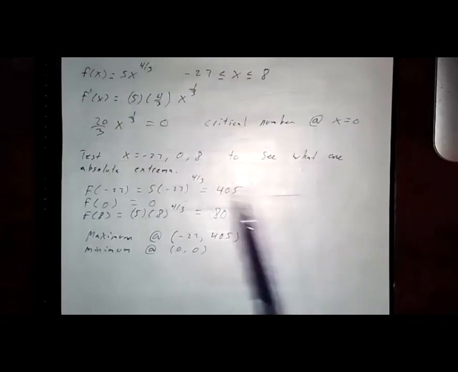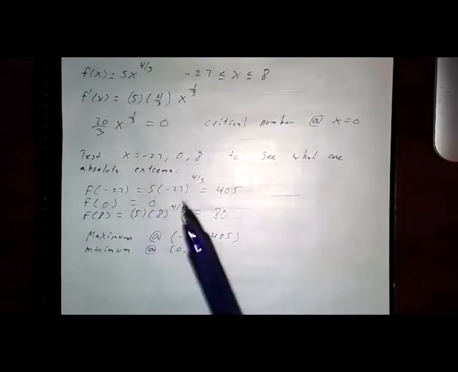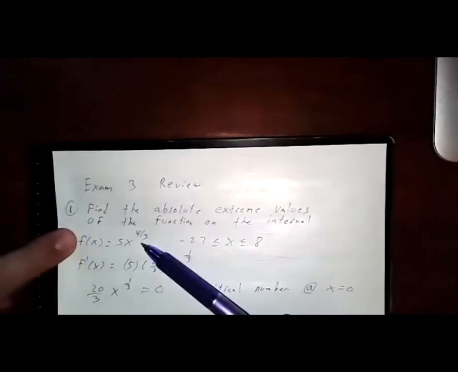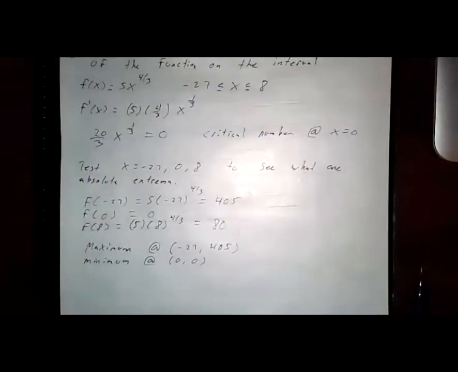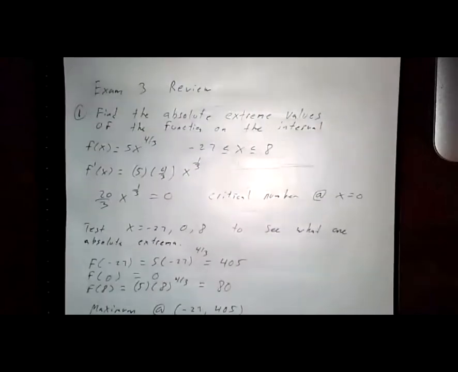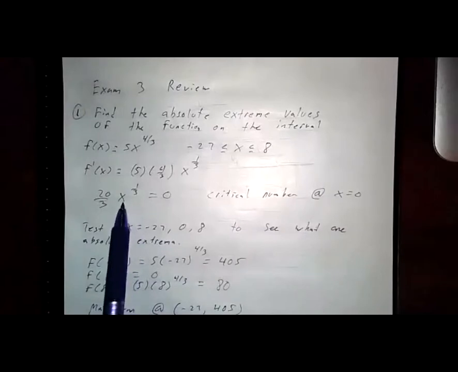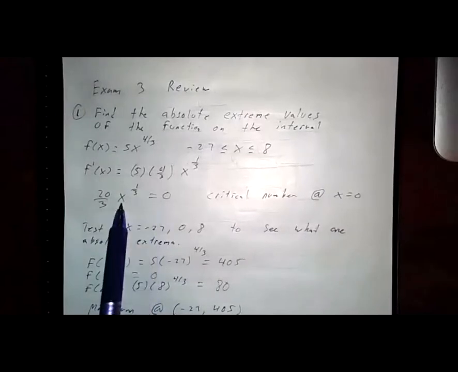I don't know how you get the 405. Oh, you just plug it in the function, right? So just plug it into here. Oh, okay. For the critical number, did you just equal it to 0, or did you work it out like the 20/3? How'd you get the critical number again? Oh, the only way this would be 0 is if x is 0, right? Okay. Do you see or no? No, I'm kind of blind right now.